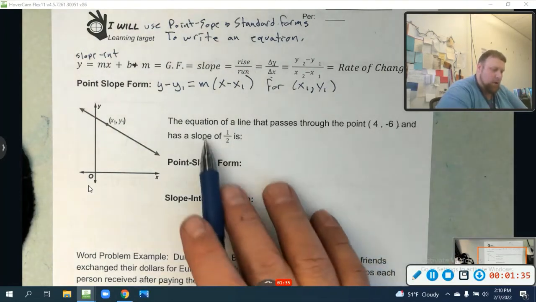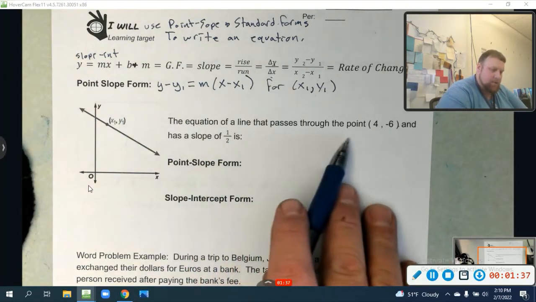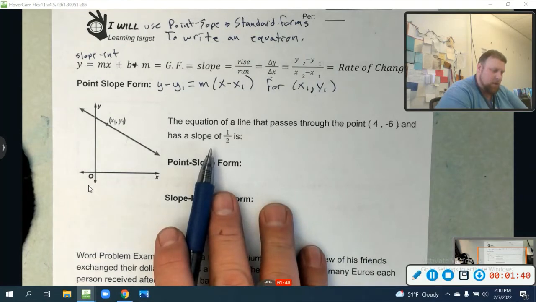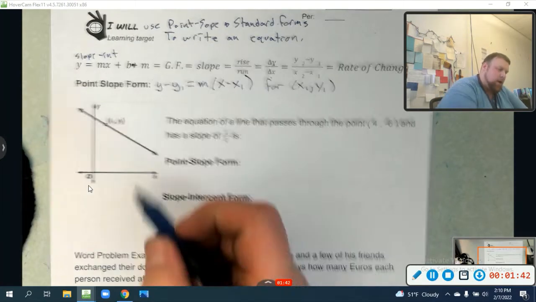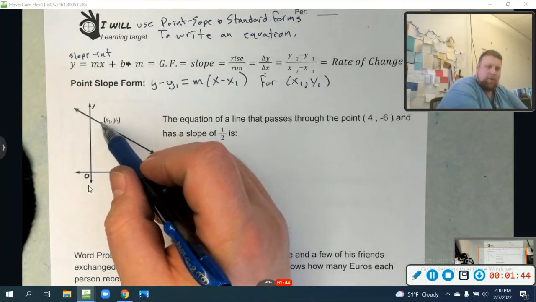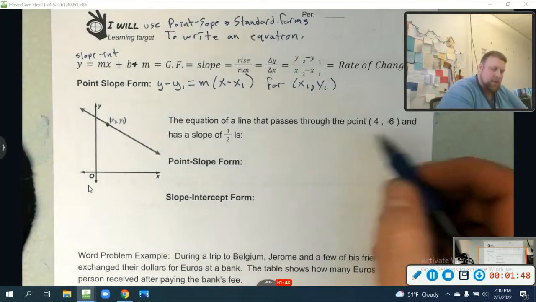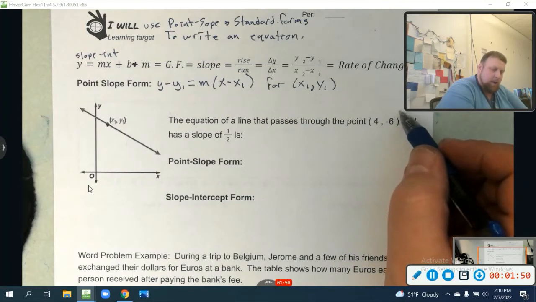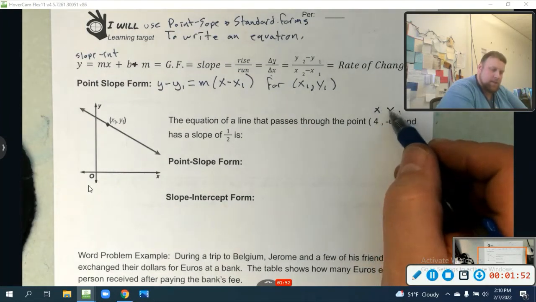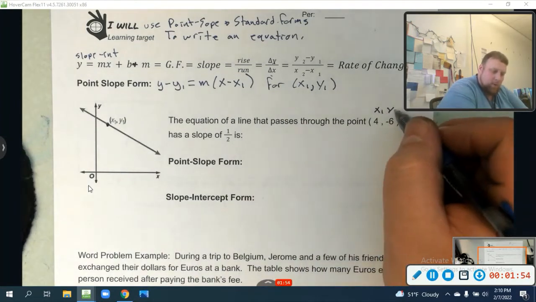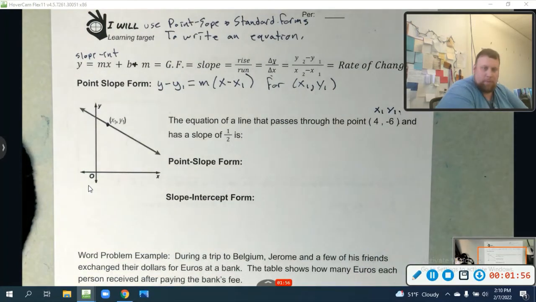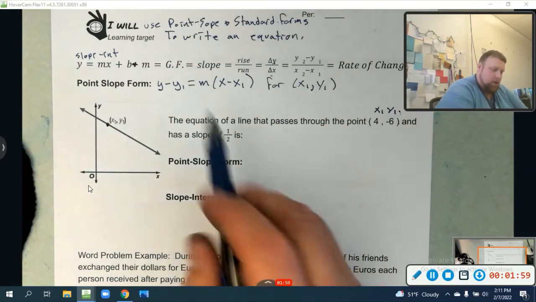So we're talking about the equation of the line that passes through the point 4, negative 6, and has a slope of 1/2. Again, we're talking about a point, an xy point, and there's a line that goes through it. This particular one is the point 4, negative 6. So this is our x, this is our y, or you can even label it x1, y1, to help you out.